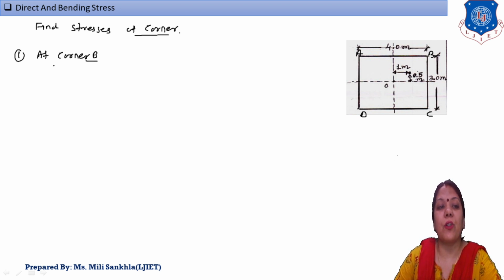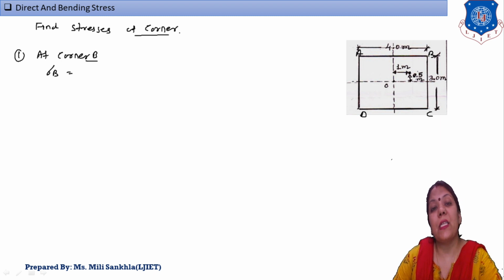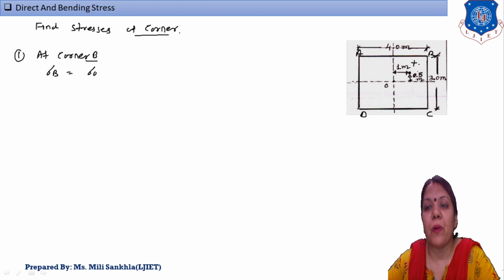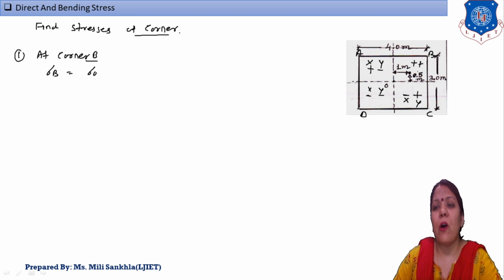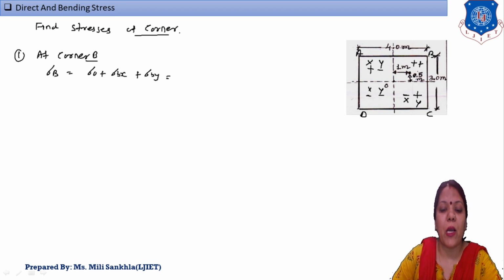Now what is the equation for this corner B? Direct stress is spread uniformly over the whole column section, so direct stress is common. Then this value is plus, this value is minus, and at A plus minus, and this is minus plus. This first value is for x axis and this second value is for y axis. Now simply follow this sign convention. Now at B both values are positive. Sigma bx is positive and sigma by is positive. Now one by one put in the values.